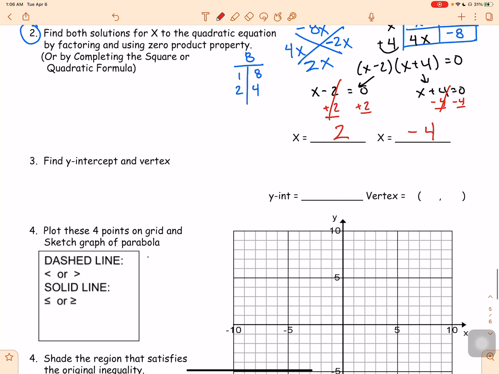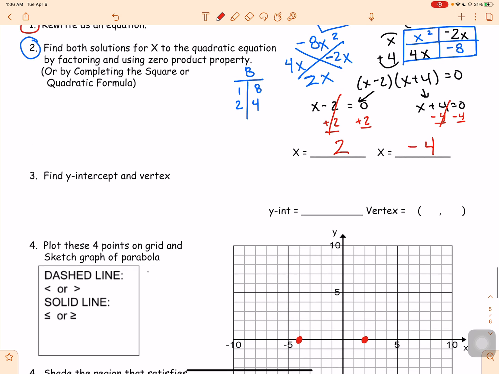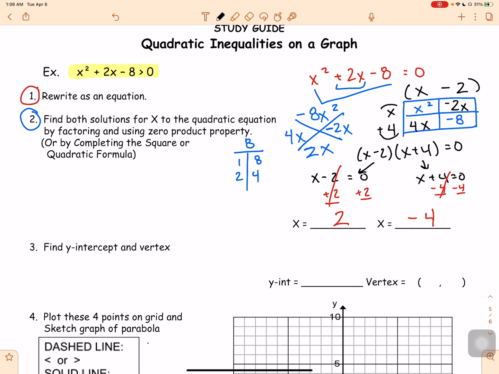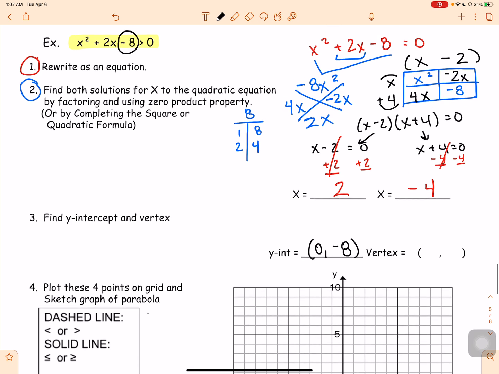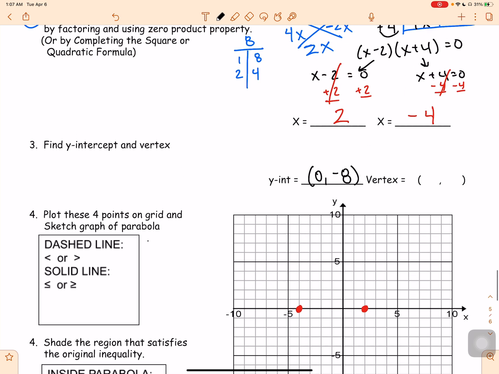All right, so now we know our x-intercepts. So I'm going to go and plot those. So we know x equals +2 and x equals -4. All right, so now the y-intercept is going to be -8 because it's in standard form. So anytime we have the c term, that is our y-intercept. So this one's going to be at 0, -8. Now there's a few different ways to find the vertex.